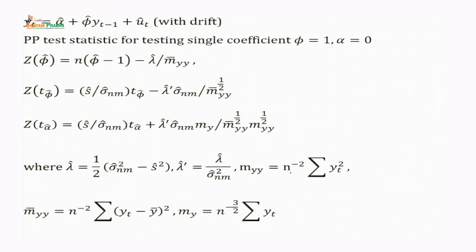M y y is again 1 upon n square summation y t square, and m bar y y is equal to 1 upon n square summation y t minus y bar square. So, then m y is equal to 1 n to the power minus 3 by 2 summation y t. So, this is how we define test statistic for the phi and alpha using the Phillips-Perron procedure.